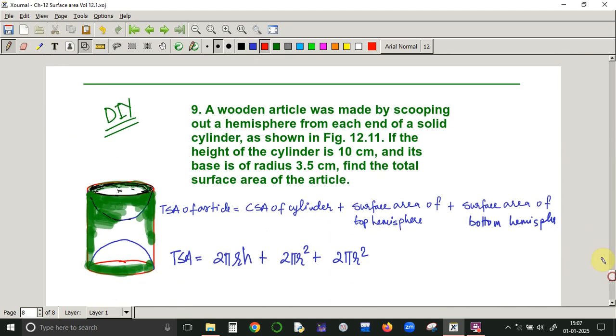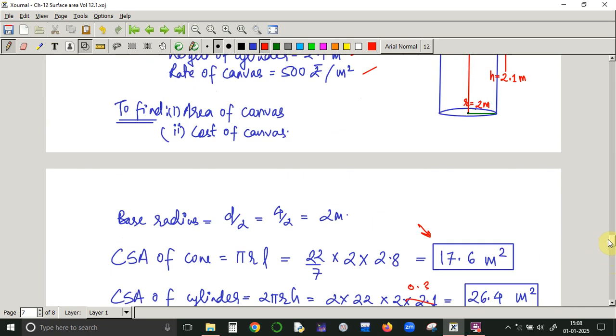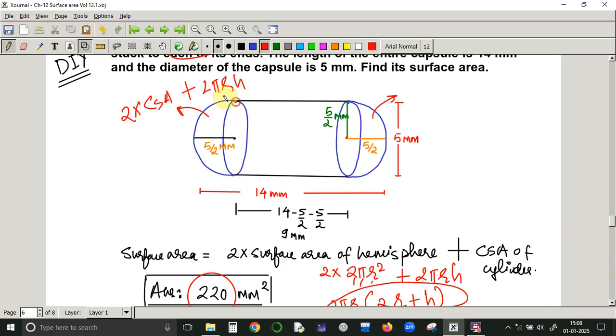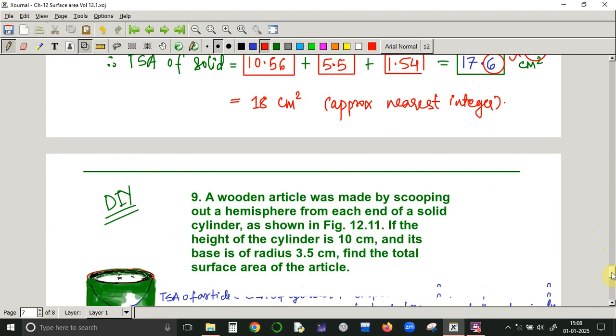Now this 9th question is again similar to that capsule question. Here we have this hemispherical bulged out surfaces. And in that question we had a hemispherical depression. In both cases we have to add the hemispherical surface areas.